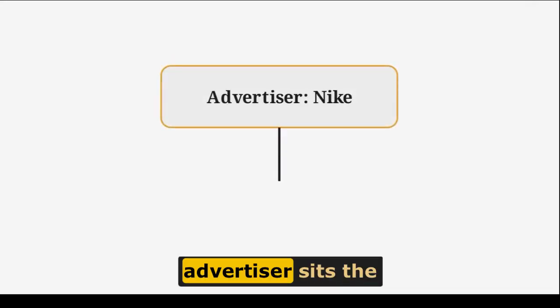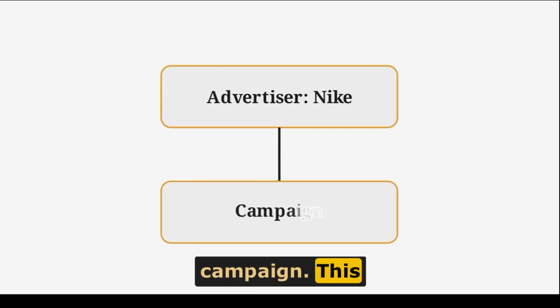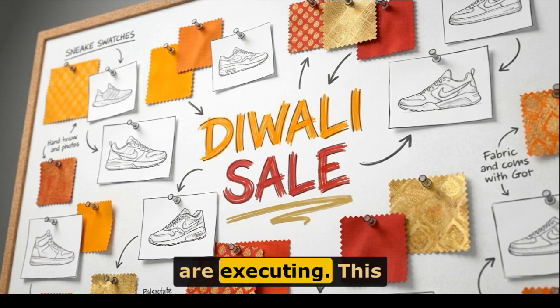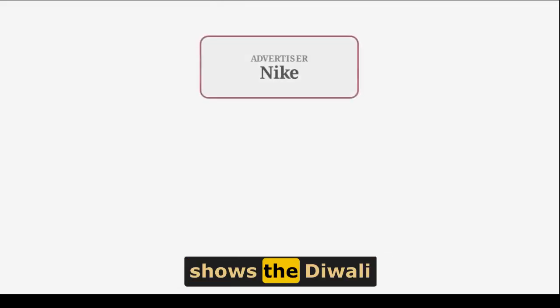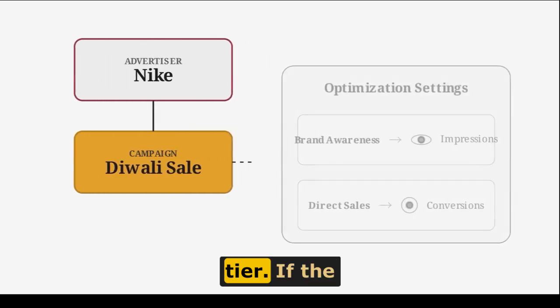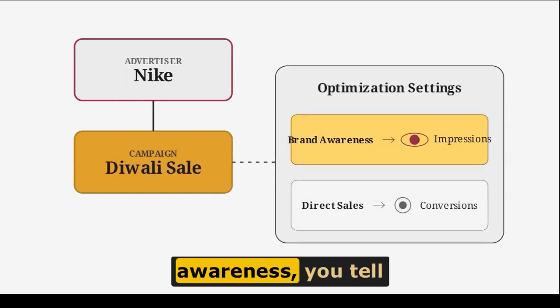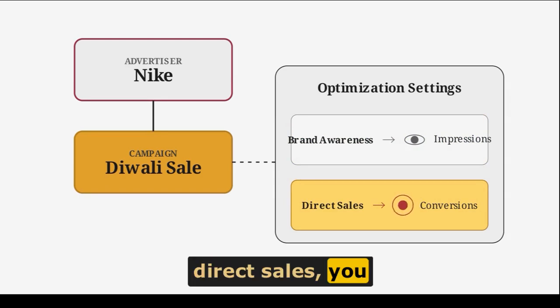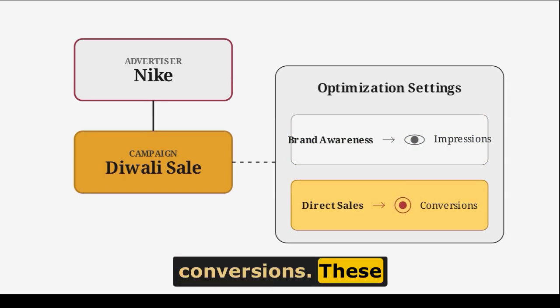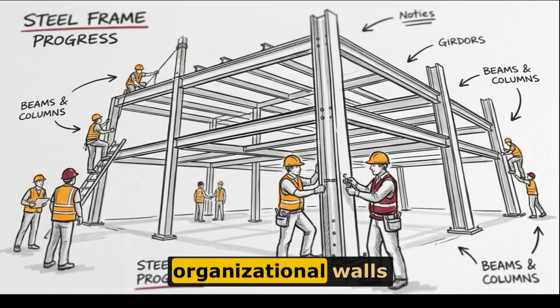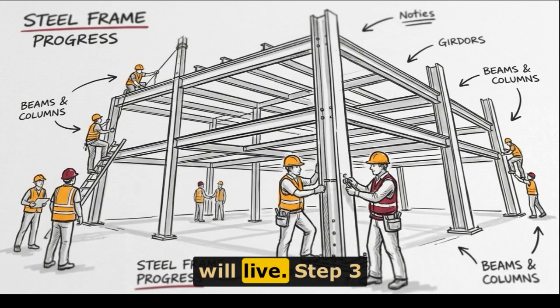Directly beneath the advertiser sits the second tier, the campaign. This represents the specific marketing mission or seasonal event you are executing. This diagram shows the Diwali sale campaign block as it locks directly beneath the Nike advertiser tier. If the goal is brand awareness, you tell the campaign to optimize for impressions. For direct sales, you set it to optimize for conversions. These top 2 tiers do not actually buy ads. They establish the organizational walls where the technical operations will live.